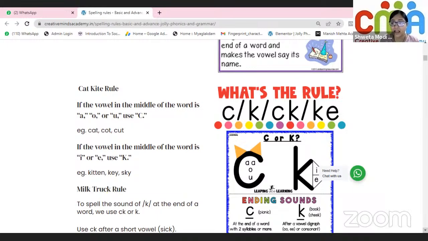If it is A, O, U sound after K, then while writing the spelling, you use C, but if it is E or I sound coming after K, then you have to use K. So when you give the dictation and tell the word kitten, you can tell your children that K, E. So it's E, so we have to use K and not C.